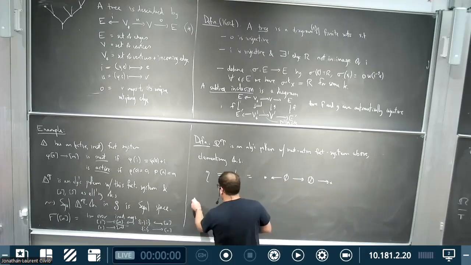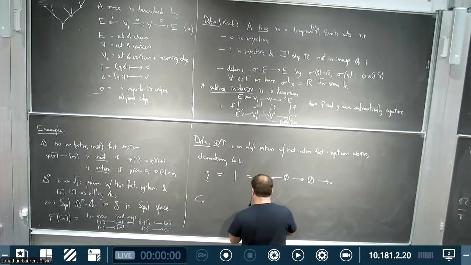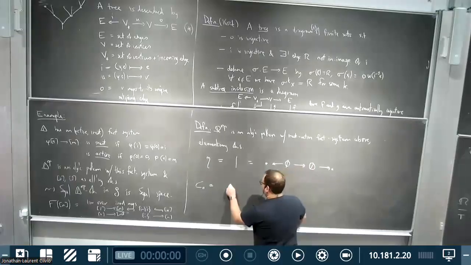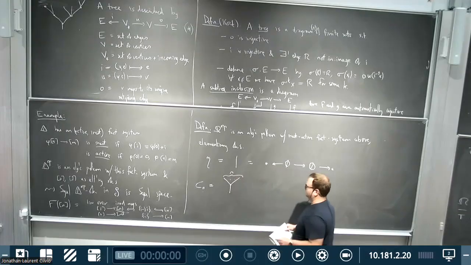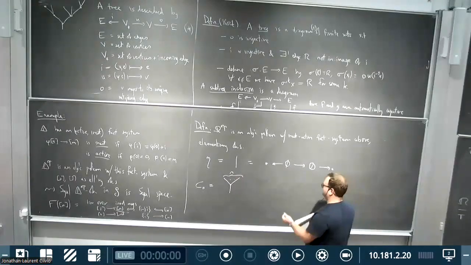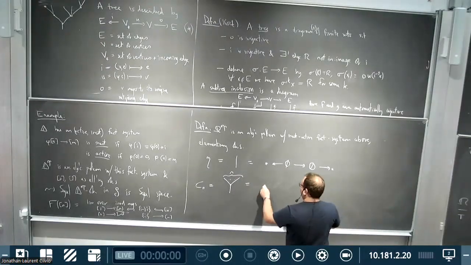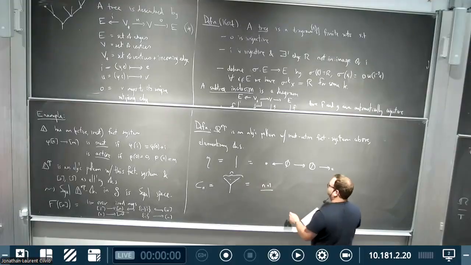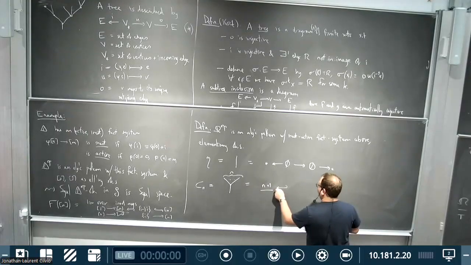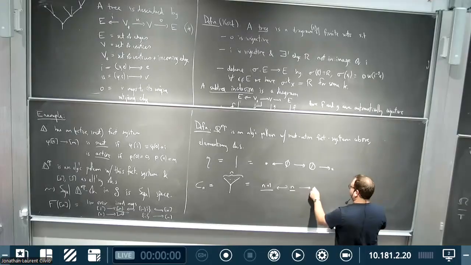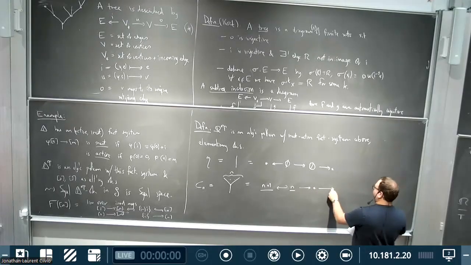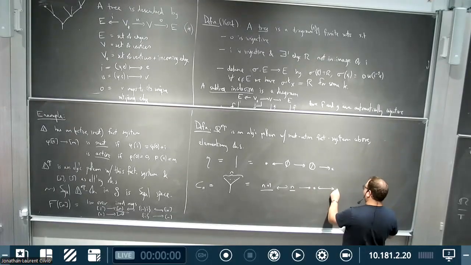And then I want the corolla with n leaves, which is the tree with a single vertex and n inputs, and then a root. So this has n plus 1 edges in total, n of them incoming, meeting at a single vertex, which also includes the remaining edge.